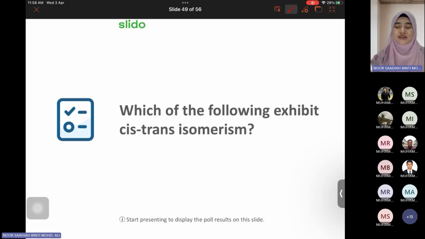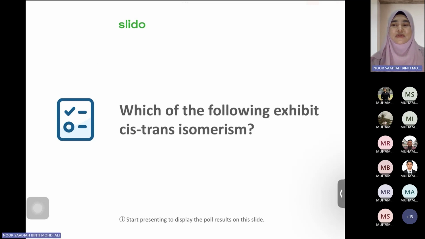Last one. I have one question here. I'm going to give you a question, so please scan the QR code and write your name. Change anonymous to your name, nickname is fine. And try to respond with the answer. Are you ready? Which of the following exhibit cis-trans isomerism?